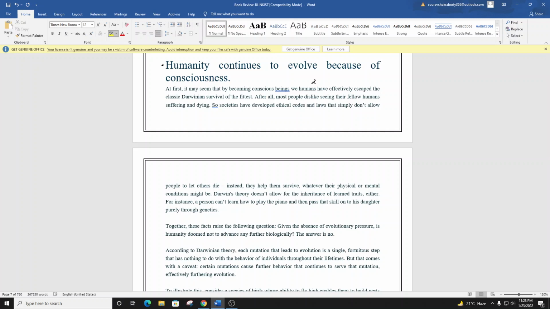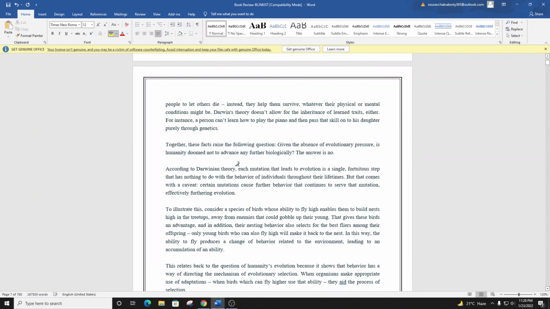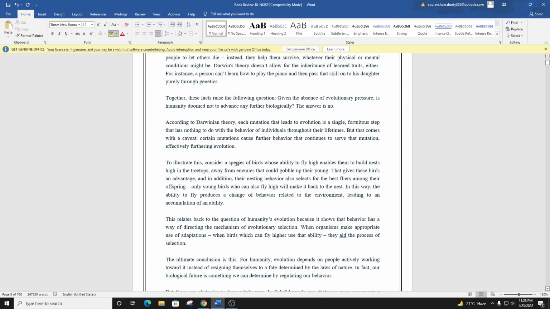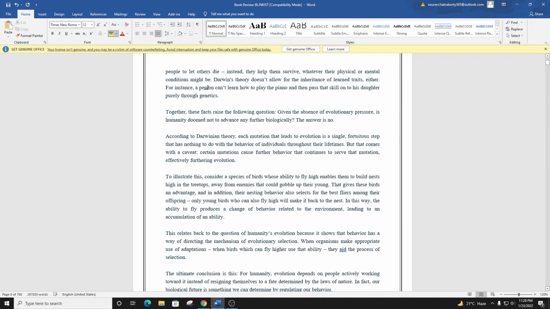At first, it may seem that by becoming conscious beings, we humans have effectively escaped the classic Darwinian survival of the fittest. After all, most people dislike seeing their fellow humans suffering and dying, so societies have developed ethical codes and laws that simply don't allow people to let others die. Instead, they help them survive, whatever their physical or mental conditions might be.